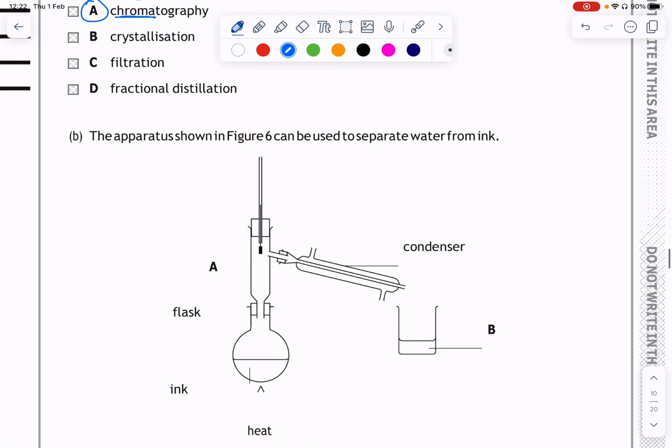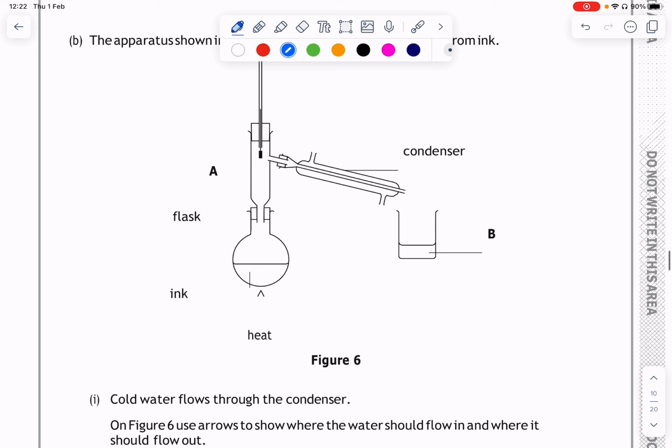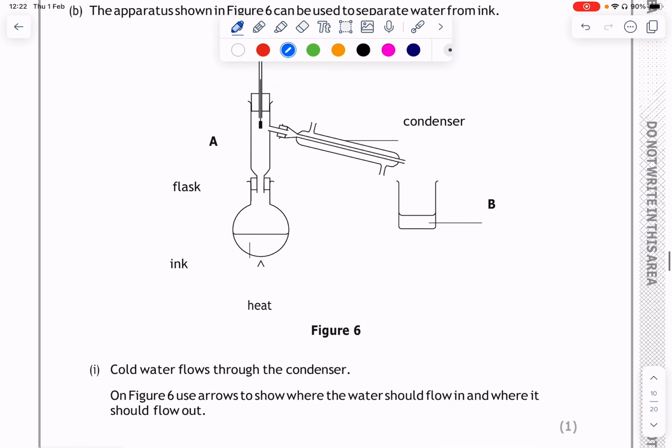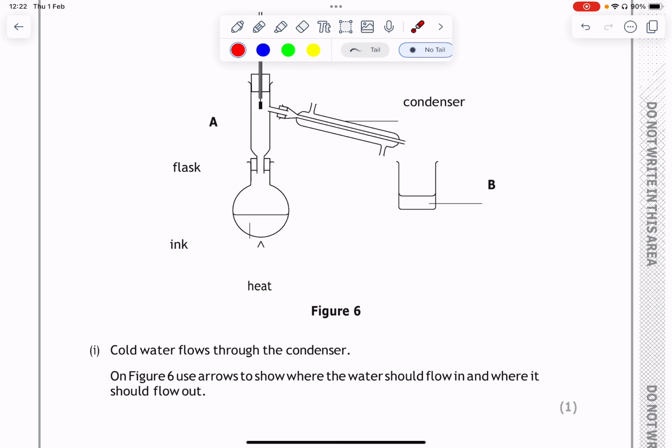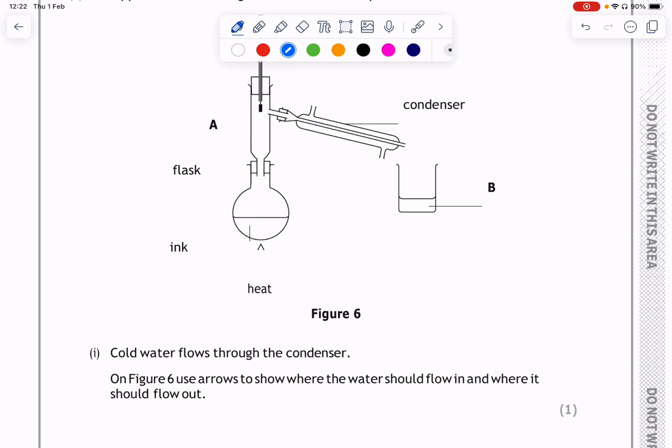The apparatus shown to separate water from ink. Okay, cold water flows through the condenser. So this here is a condenser, as you can see, and cold water goes round there to help it to condense. It says on figure 6, use the arrows to show where the water should flow in and where the water should flow out. So what we would do here is the cold water goes in. So here we're going to put water in, and then here we have water coming out. Okay.